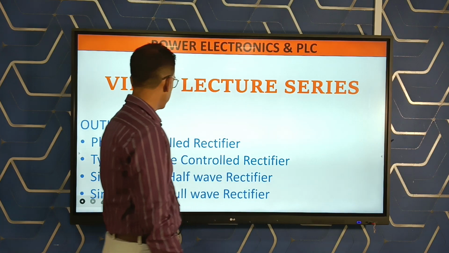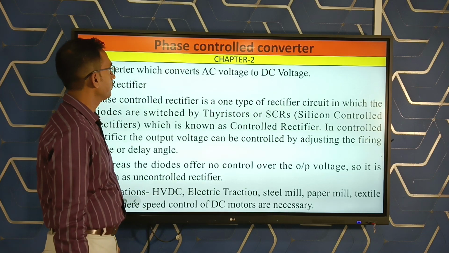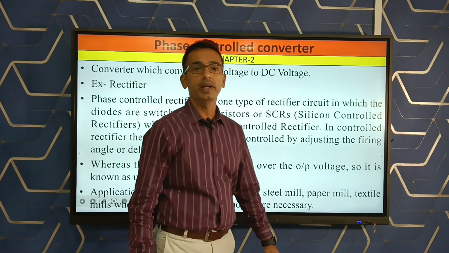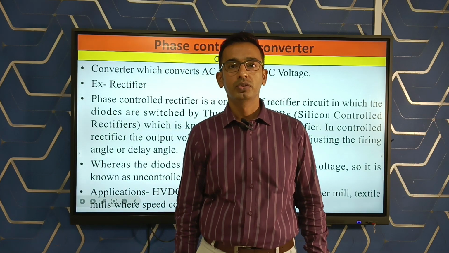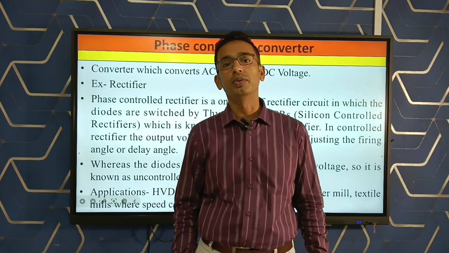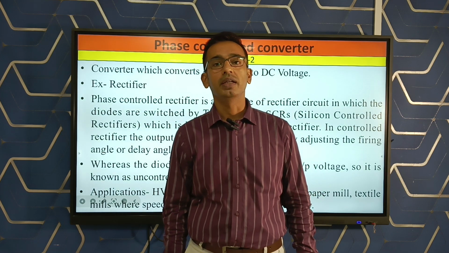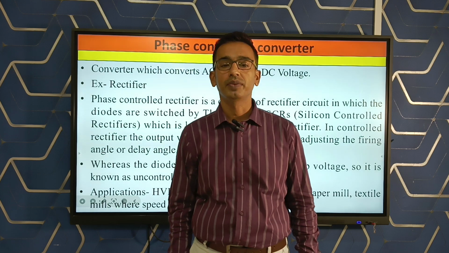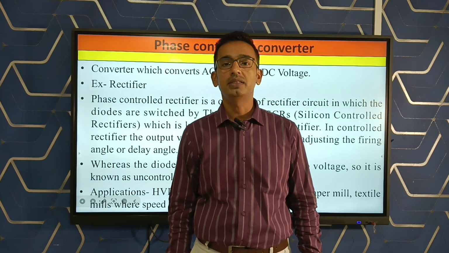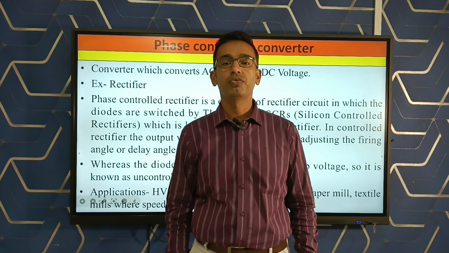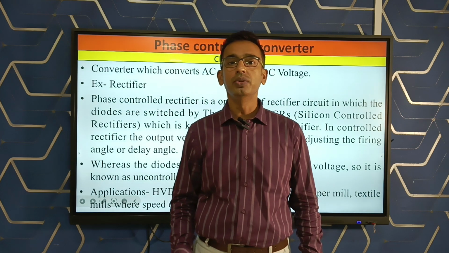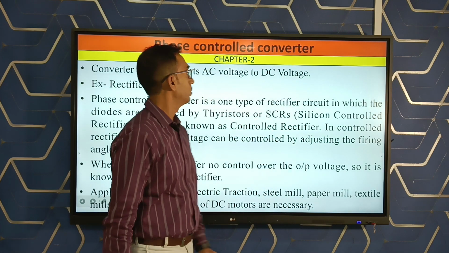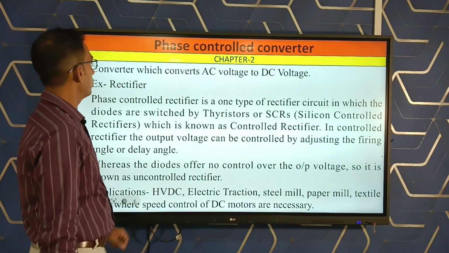Now coming to the phase control rectifier. What is a phase control rectifier? As the word rectifier suggests, a rectifier converts AC to DC. AC means alternating current, DC means direct current. So the phase control rectifier converts AC to DC.